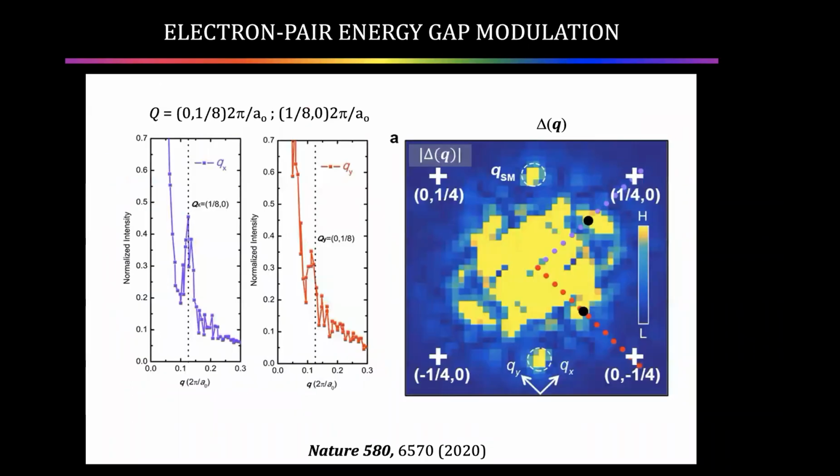Or you can take the Fourier transform. It has 2 sharp peaks close to 8-unit cell periods. So this was a remarkable observation. It came as a surprise to me, but it's a fascinating and beautiful observation that the gap actually is modulating if you use a BISCO tip to measure it, which is strange.